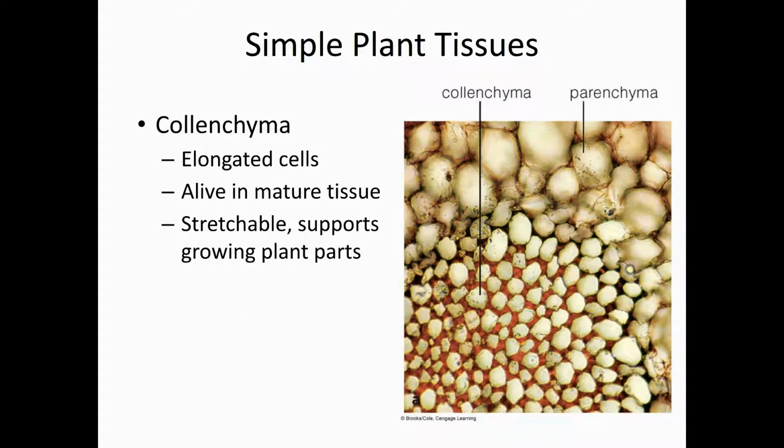Collenchyma are elongated cells. They're also alive in mature tissue, and these are like the Spanx of the plant. They're stretchable, they support the growing plant parts. So they help give the plant flexible structure, like if you were wearing something like spandex, kind of. That's what collenchyma does.